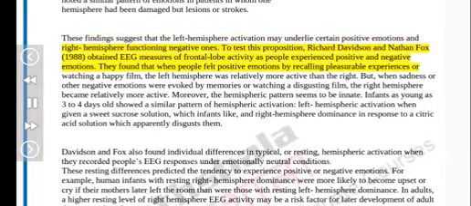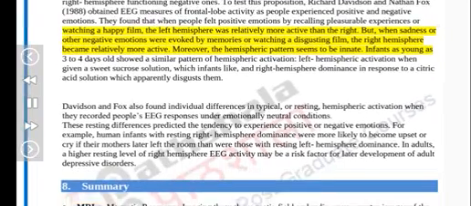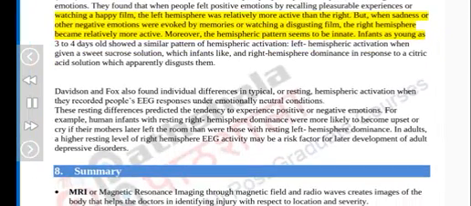To test this proposition, Richard Davidson and Nathan Fox (1988) obtained measures of frontal lobe activity as people experienced positive and negative emotions. They found that when people felt positive emotions by recalling pleasurable experiences or watching a happy film, the left hemisphere was relatively more active than the right. But when sadness or other negative emotions were evoked by memories or watching a disgusting film, the right hemisphere became relatively more active. Moreover, the hemispheric pattern seems to be innate.